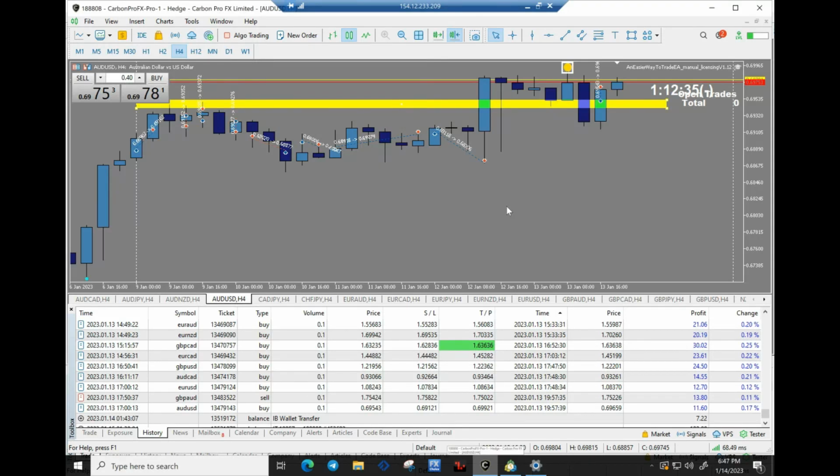Hey guys, just wanted to break down the trades from Friday. Majority of them we did close out early because it was Friday end of day, and we don't like to hold trades over the weekend, guys, because of the swap fees and high spreads and stuff. But look, this is our live account. Look up here, Carbon Pro hedge account, Carbon Pro live account, guys. Dollar pip. Let's break down.